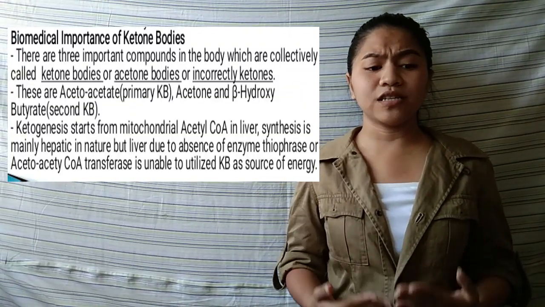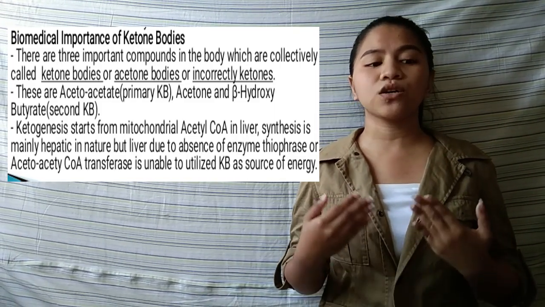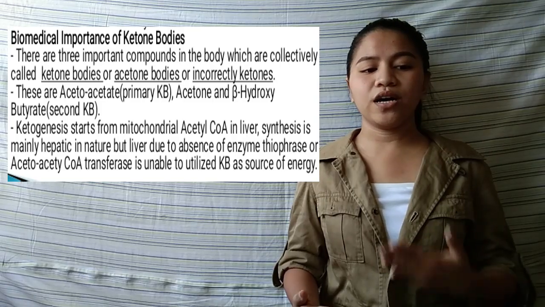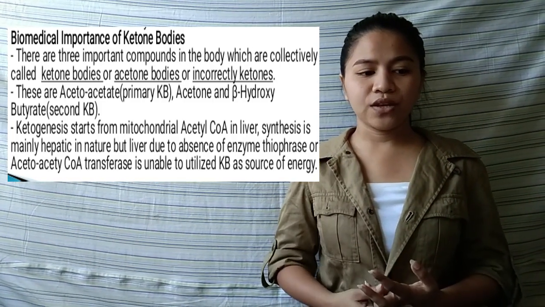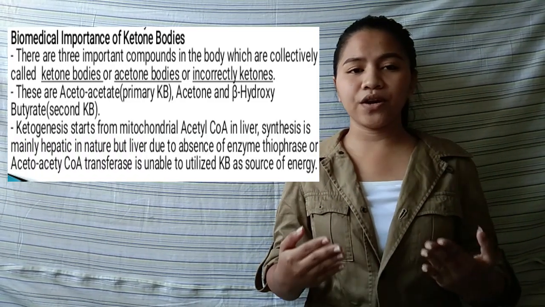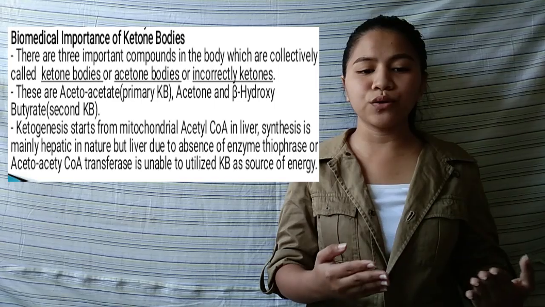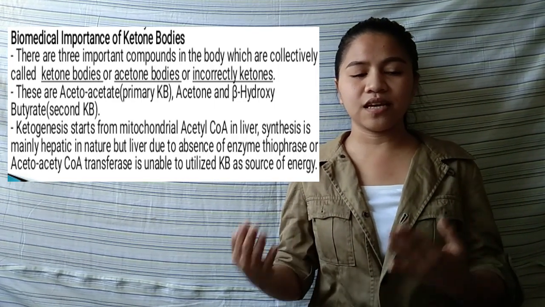There are three important compounds in the body, which are collectively called ketone bodies or acetone bodies or incorrectly ketones. These are acetoacetate, it is the primary ketone body, acetone, and beta-hydroxybutyrate, it is the second ketone body.